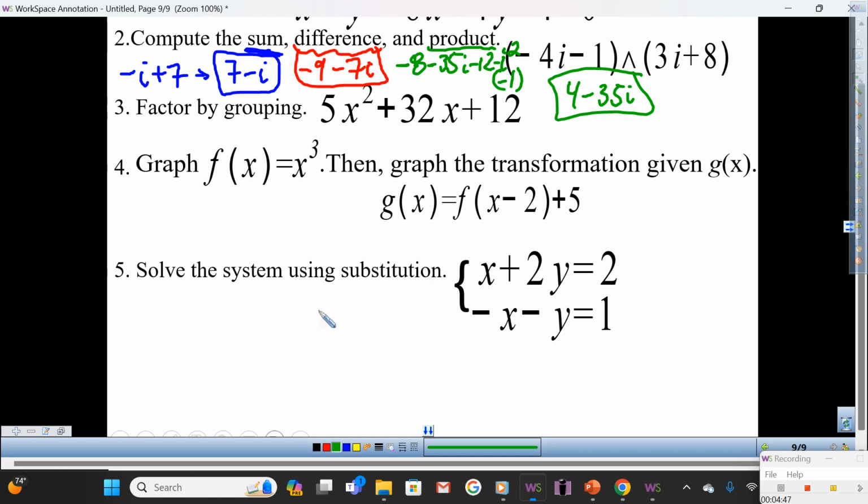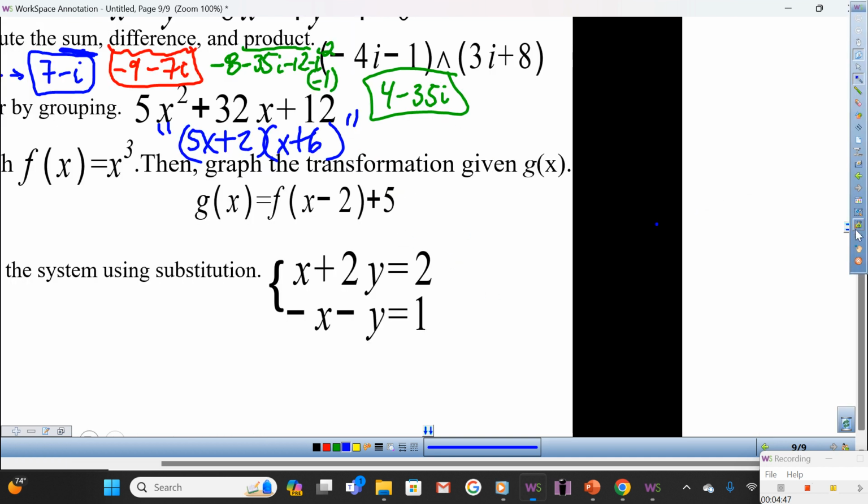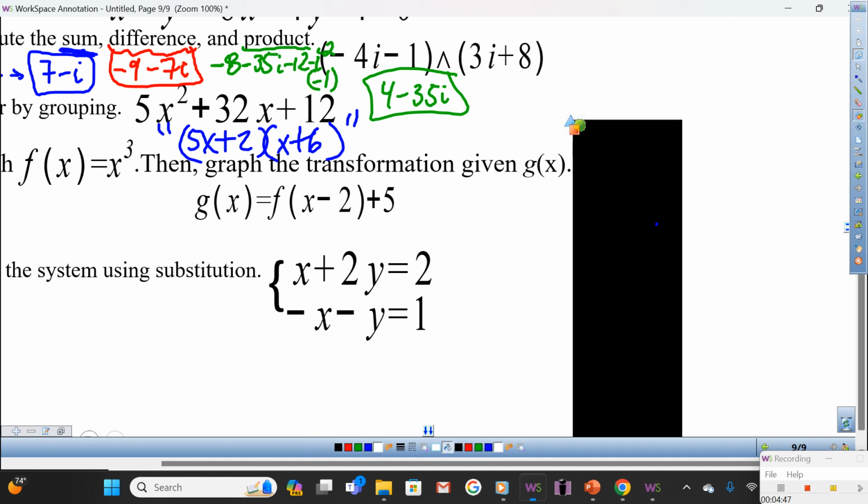And that was for Rylan. What'd you get for factors for number 3? Okay, 5x plus 2, x plus 6. Hands if you got that? Looks about right. Wow, he wanted to emphasize that he got it right. Let's go. Number 4. If my memory serves me well, that one was for J.